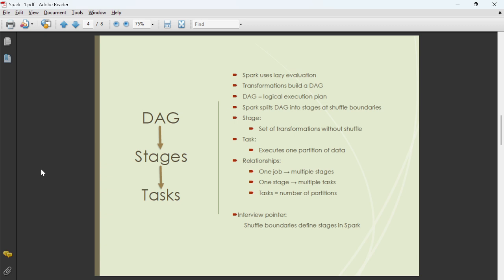Within each stage, Spark creates tasks. Each task processes one partition of data. That's why you will often hear this line in interviews: number of tasks equals number of partitions.